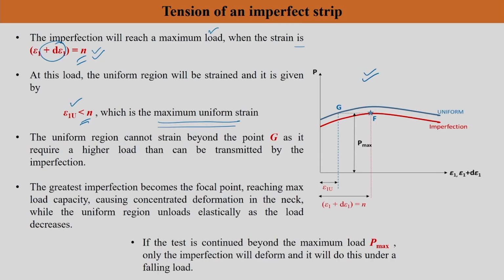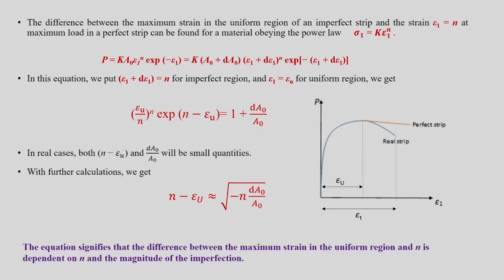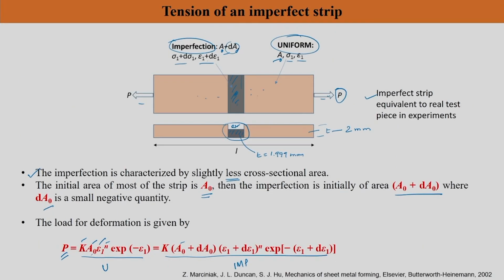So, this figure is our usual P versus epsilon 1, which is with respect to your uniform region. The same graph has P versus epsilon 1 plus d epsilon 1 also, which is for the imperfect region. There are two curves, a blue one for the uniform region and a red one for the imperfect region. So, we are going to monitor load in these two locations separately. Material is same. That is one important thing. Your uniform region and imperfect region have the same material.